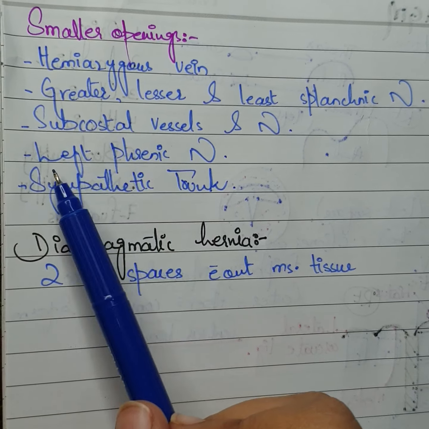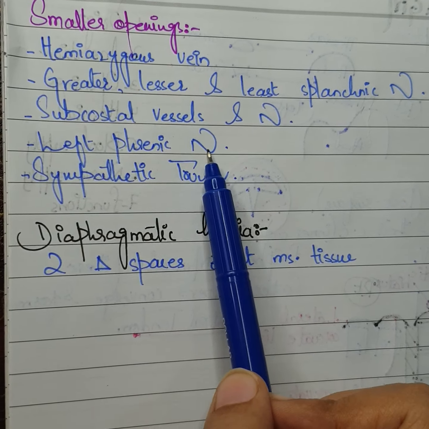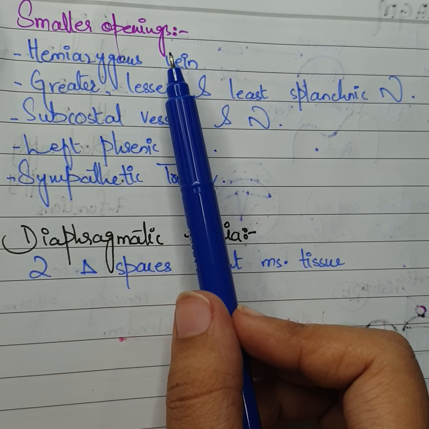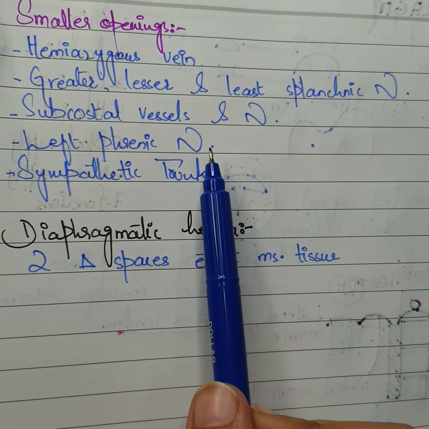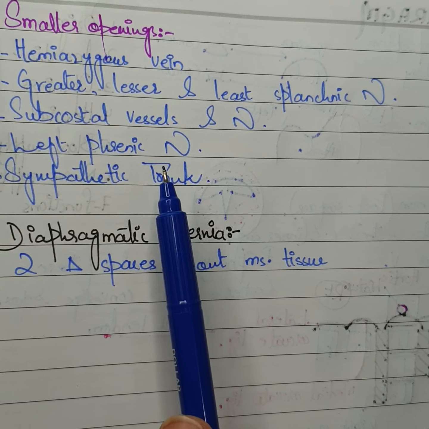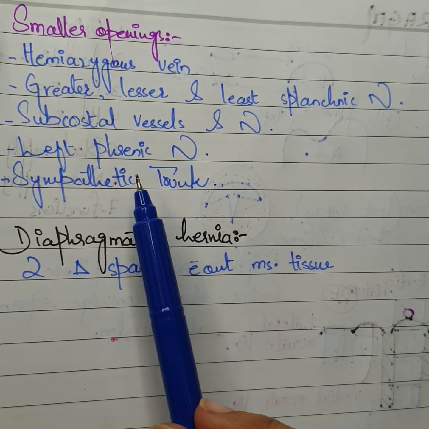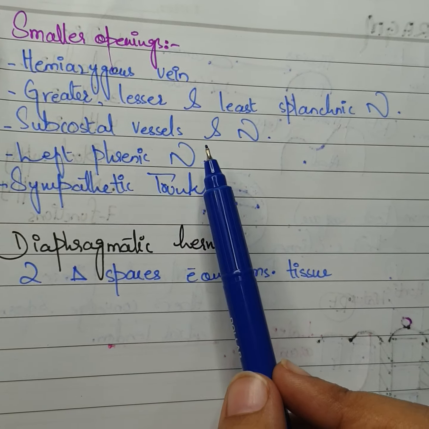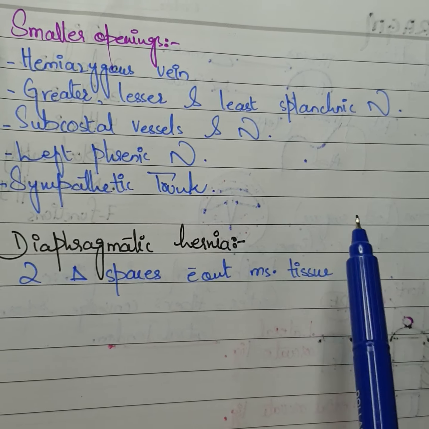And then we talk about the left phrenic nerve. The left phrenic nerve makes its own smaller opening in the diaphragm, whereas the right phrenic nerve was passing through the vena cava hiatus. Okay, so these are the things making their separate opening in the diaphragm and passing through the diaphragm.